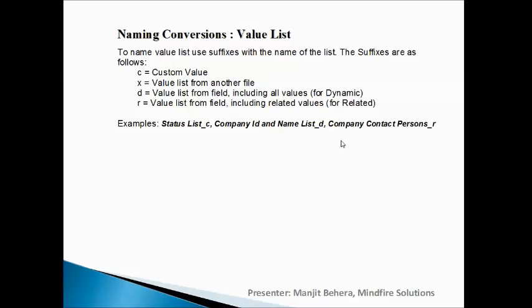Then the third one is company contact person underscore R, that is the related contact person for the current company, because the R says that it's coming from a related TOZ.